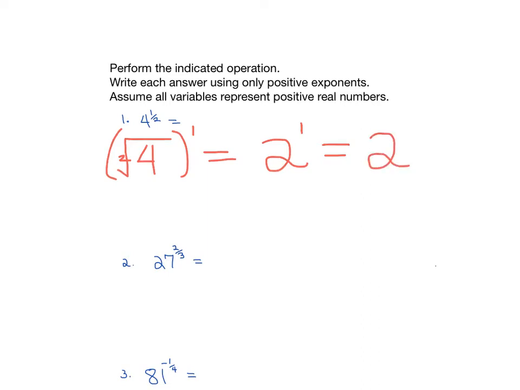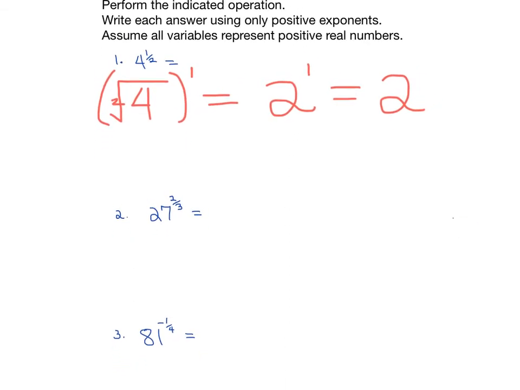All right, next one. I'm going to turn it into a root. Notice the bottom of my fraction is the root, so I'm looking for the cube root, or what number times itself 3 times gives me 27. After I find that cube root, I'm going to square my answer. So the cube root of 27 is 3, and then I square it. And the answer is 9.